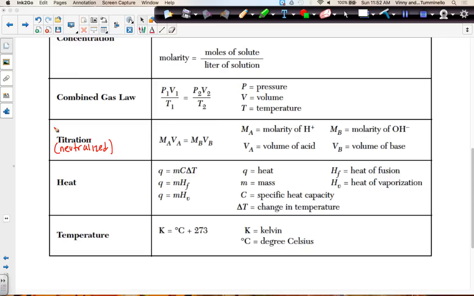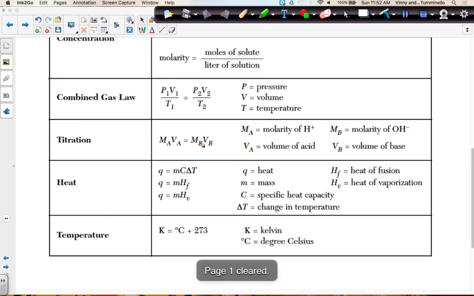So if we had, for example, 1.0 molar HCl, and it was neutralized by 2.0 molar NaOH, and it took 25.0 milliliters, my molarity of my acid would be 1.0, volume of acid would be X, molarity of base would be 2.0, and my volume of base would be 25.0, and I'd solve for X.